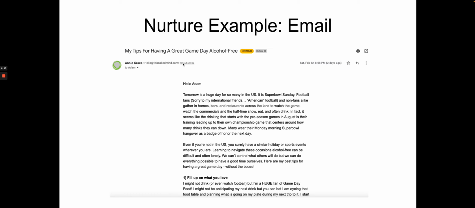But you can see this is a perfect nurture. And the reason why I took a picture of it is because it came right before Super Bowl. And it was her tips for having a great game day without alcohol, which, if you're somebody who's maybe not trying to drink as much, or want to cut down or whatever, this might be really useful information for you.